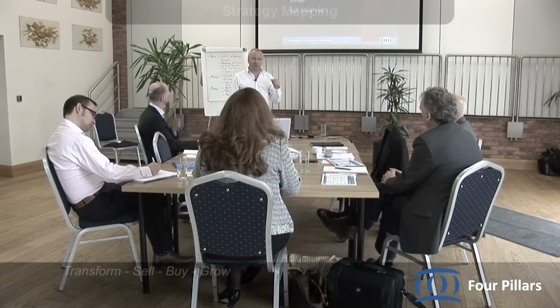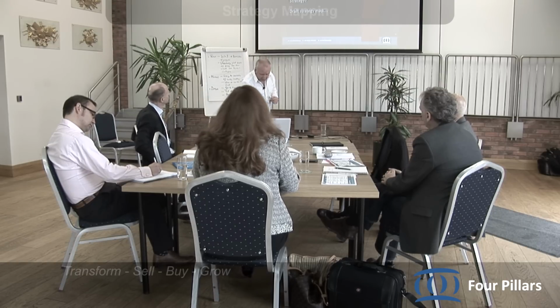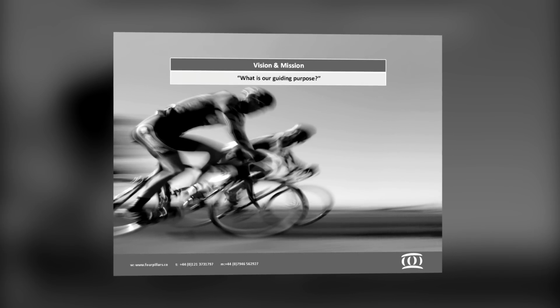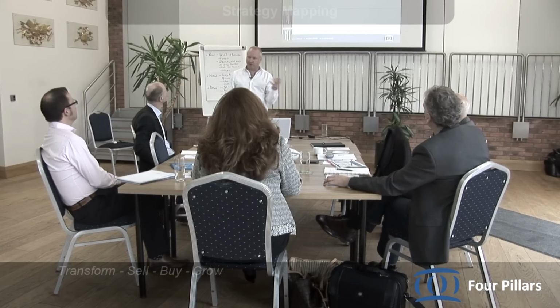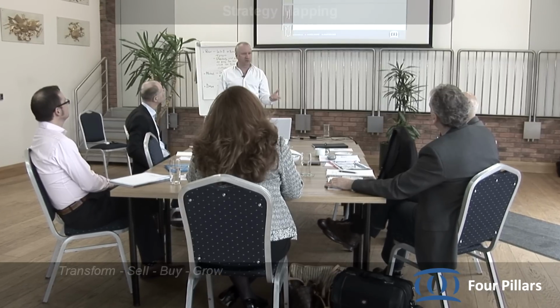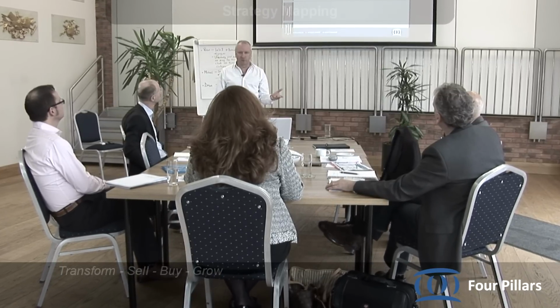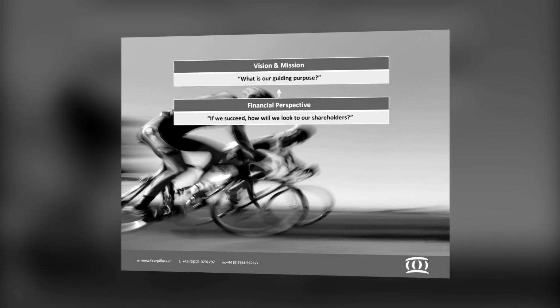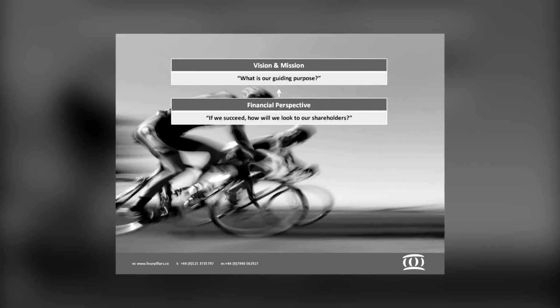So the strategy map structure, if I can show you here, essentially starts with the vision and the mission for whatever it is you're trying to do, your project, your organization, your business function. And then you start with a financial perspective. In the private sector, our organizations are designed to create shareholder value, shareholder returns. Those are typically described in terms of the financial outcomes that the investors require from the business.